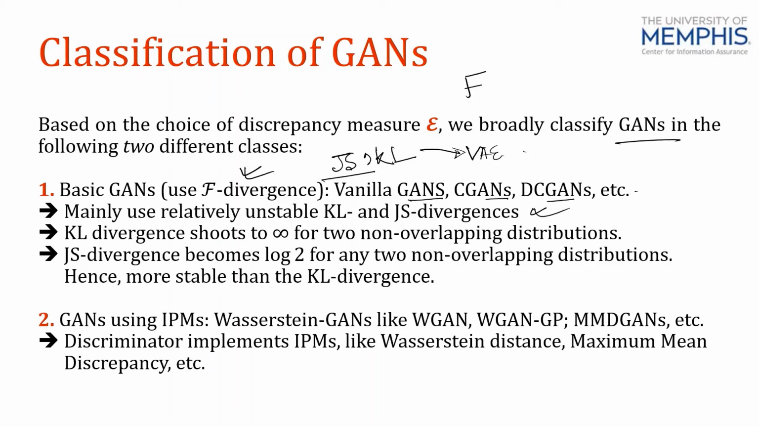The KL divergence often shoots to infinity for any two non-overlapping distributions. However, the JS divergence becomes log 2 for any two non-overlapping distributions. Hence, we call them relatively unstable, though the JS divergence is more stable than the KL divergence. For example, it is very hard in reality to have an overlap between X and the fake sample distribution. So in all those cases, JS divergence will produce this log 2.